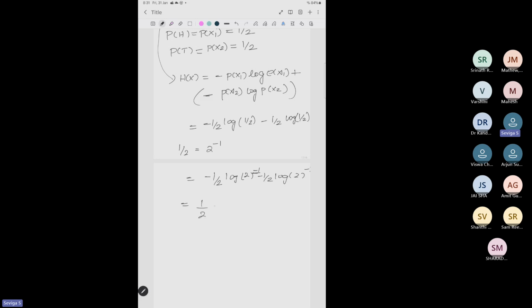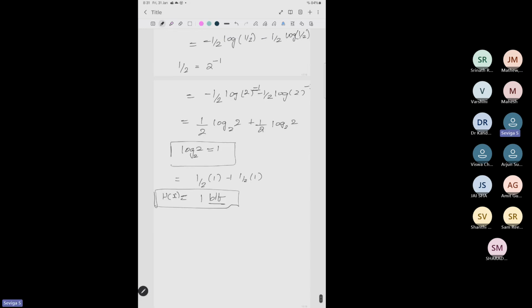So then you will have 1 by 2 log of 2, this is log to the base 2. So here also you'll have 1 by 2 log of 2 to the base 2. Log of 2 to the base 2 is 1. So you have 1 by 2 times 1, plus 1 by 2 times 1. This is nothing but 1. So H of x is 1 bit. The unit of entropy is bit because we are measuring the amount of information or amount of uncertainty. Since it is an amount of information, the unit of information is used for entropy also. So H of x is 1.